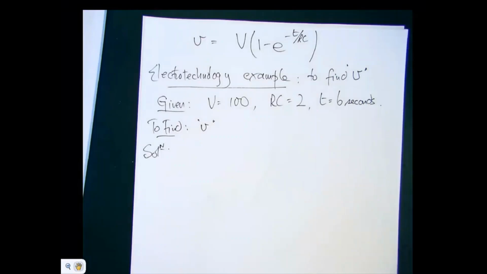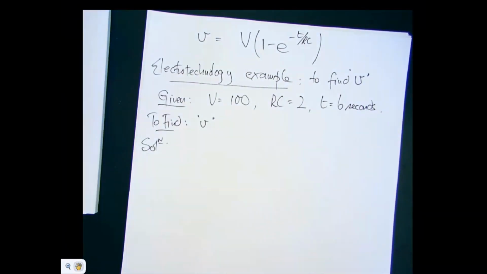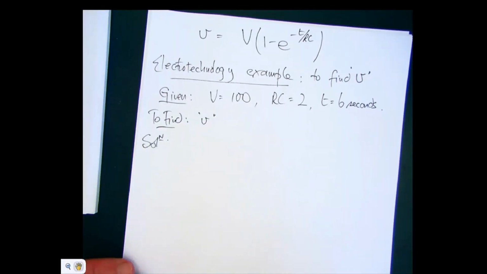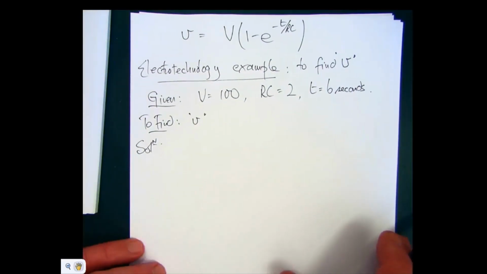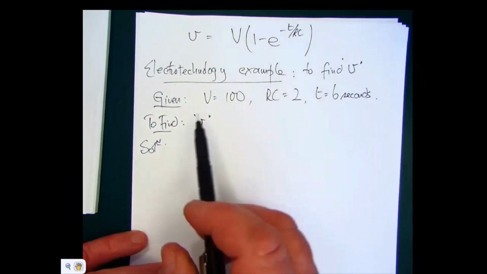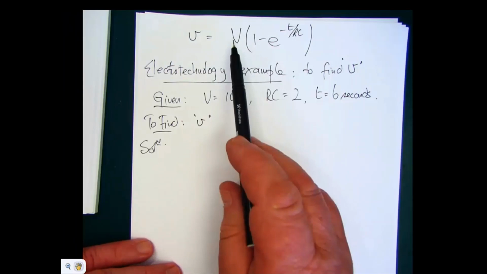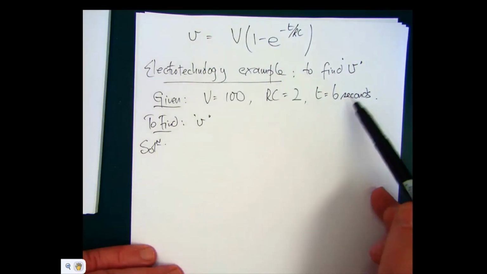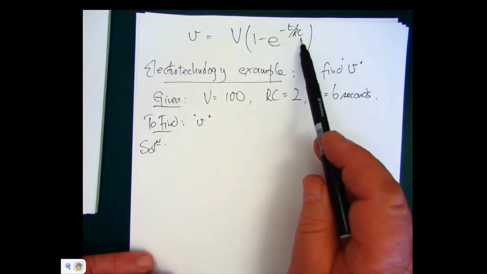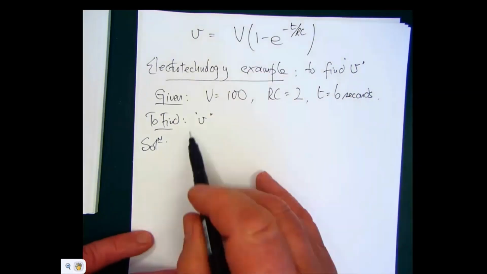Let's turn this around a bit. We've got a little relationship here in electrotechnology, and we've been given some values by the examiner or the lecturer, and he's required us to find little v, given that big V is 100, and t, the time in seconds, is 6 seconds, and RC, which is, I think, a time constant from memory, is 2. So can we find little v from this?